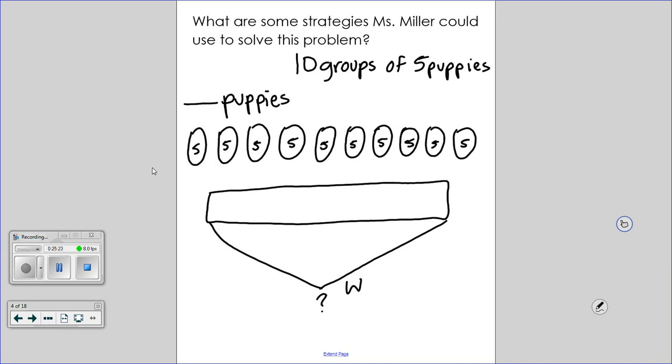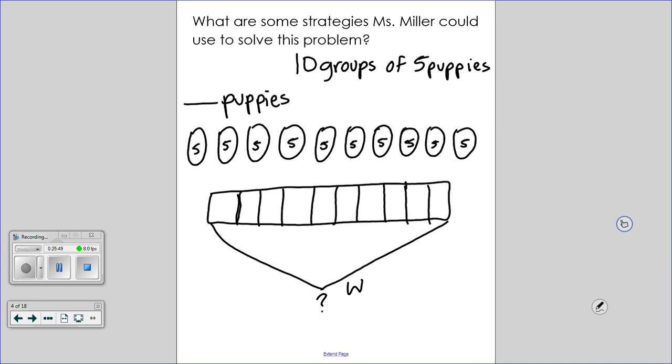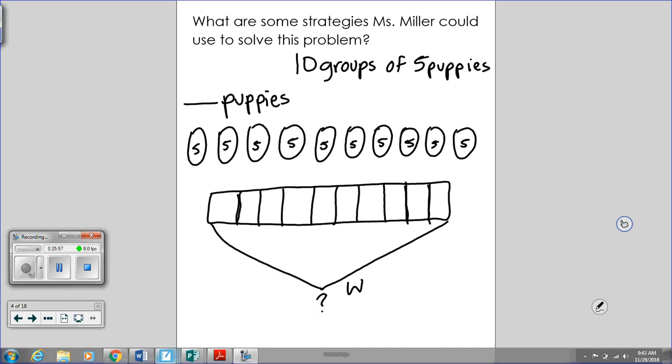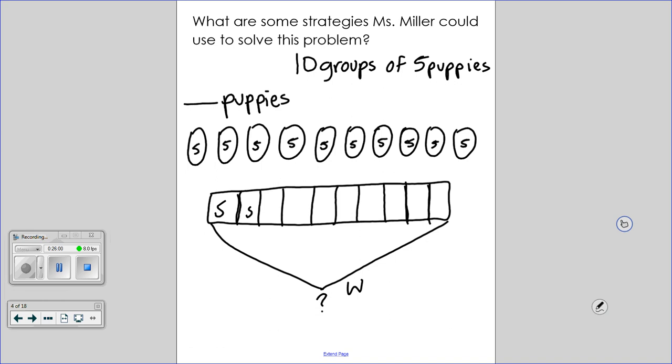10. How many groups will I break my bar into? Emily? 10. It's the same number of circles that I drew. So go ahead and break your bar into 10 boxes. Make sure you have 10 boxes. Double check that. Five. So in each of my little mini groups, we're going to write 5.